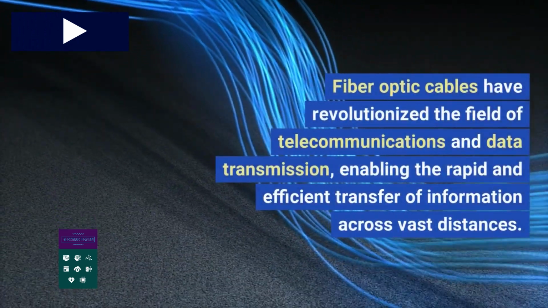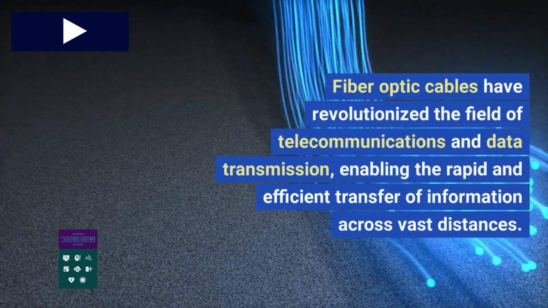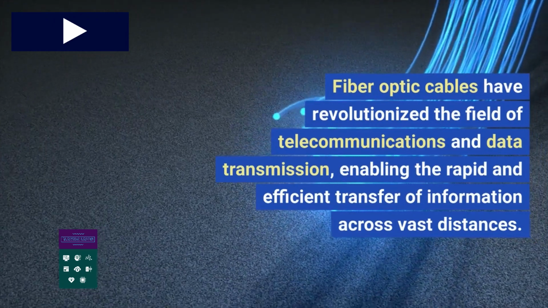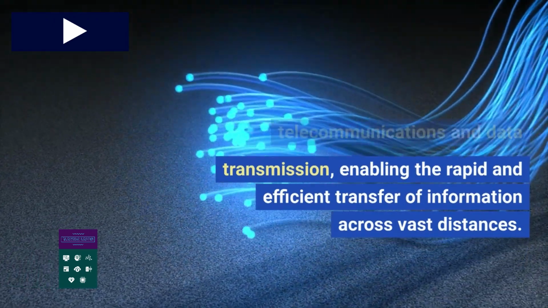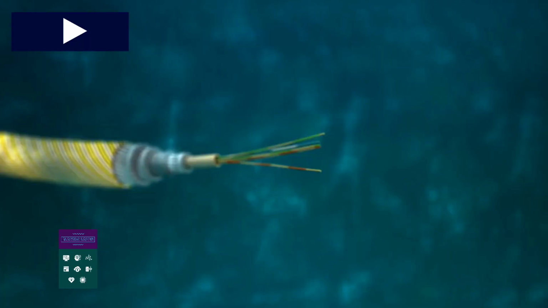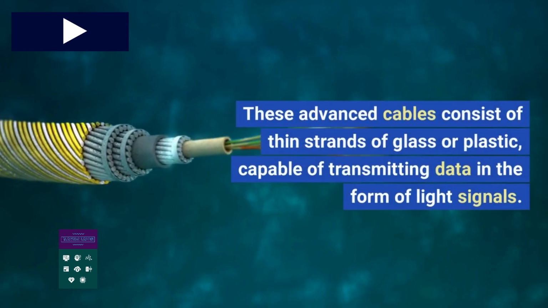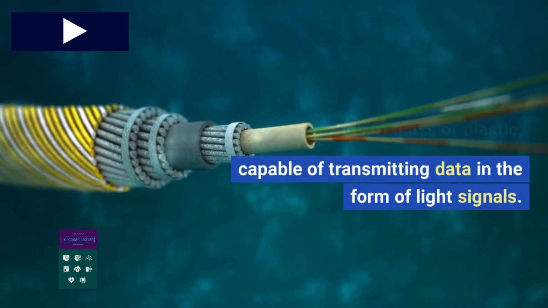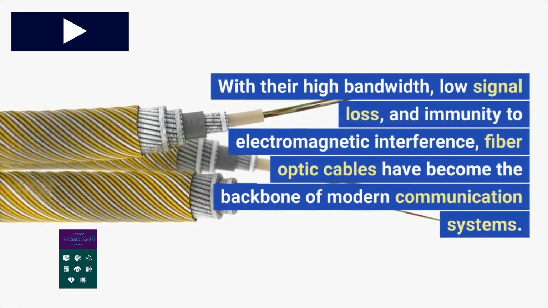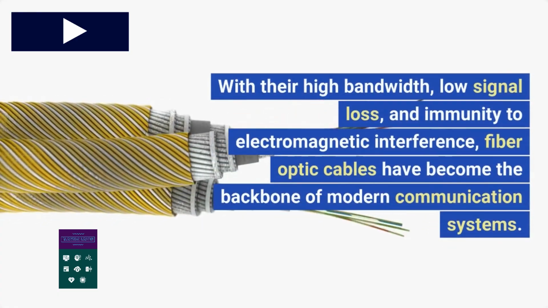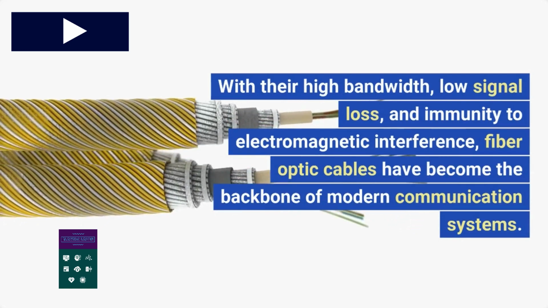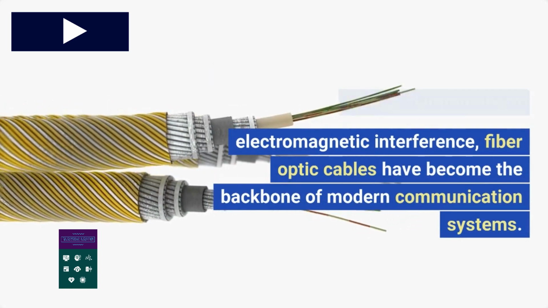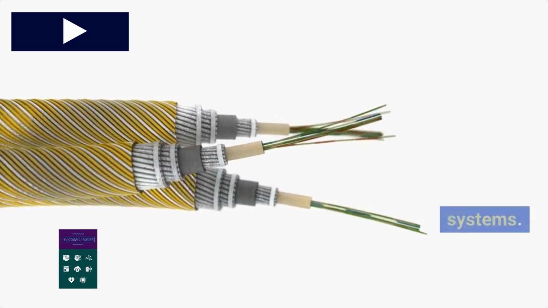Fiber optic cables have revolutionized the field of telecommunications and data transmission, enabling the rapid and efficient transfer of information across vast distances. These advanced cables consist of thin strands of glass or plastic, capable of transmitting data in the form of light signals. With their high bandwidth, low signal loss, and immunity to electromagnetic interference, fiber optic cables have become the backbone of modern communication systems.